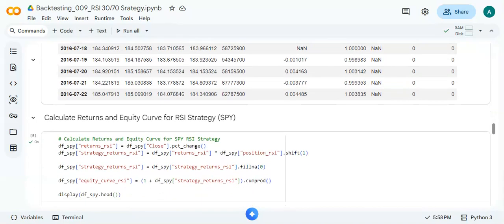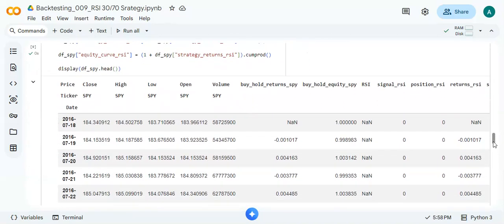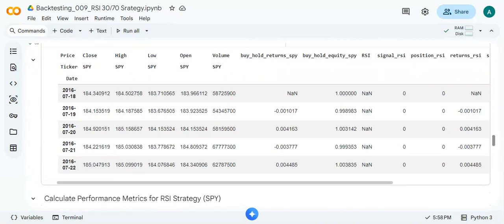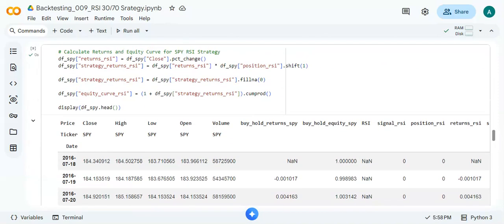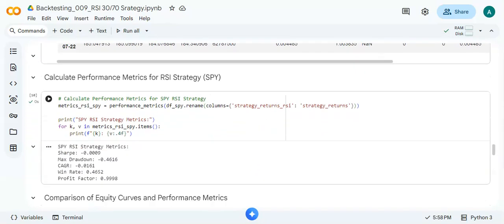Okay, now we calculate returns and the equity curve for the RSI strategy. This is again more technicalities, and we are asking for the first 5 rows. Let's better jump directly to calculating performance metrics for the RSI strategy using the S&P 500 index. Here, relative to just buy and hold, the Sharpe ratio is negative, around 0. Maximum drawdown is negative 46, so a 46% drawdown at one period of time.